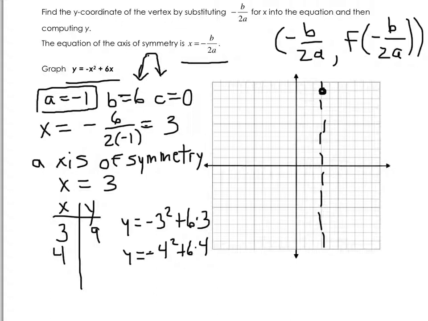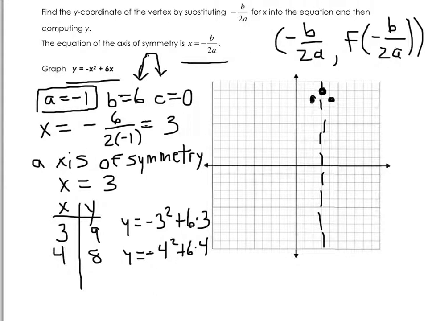Negative 16 plus 24 is 8. So we have 4, 8. Now using our axis of symmetry, we also have positive 2, 8.